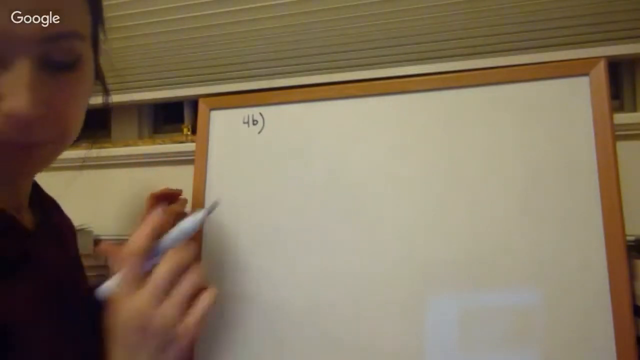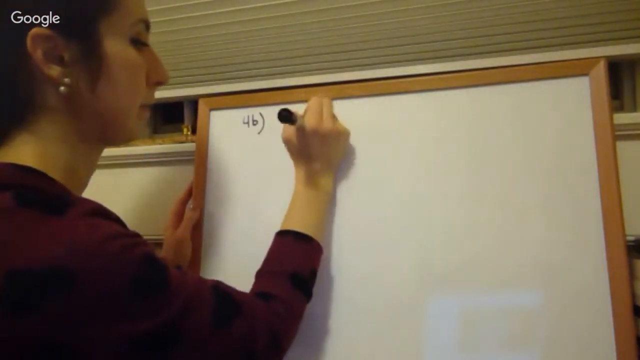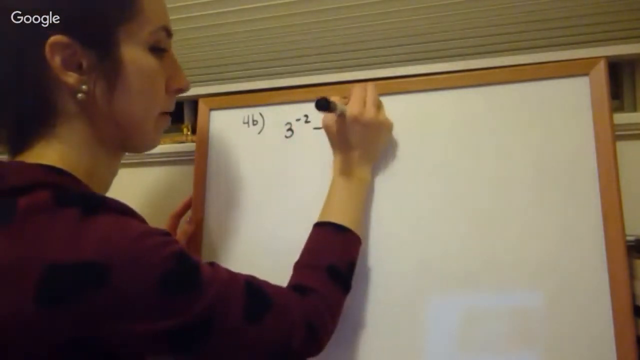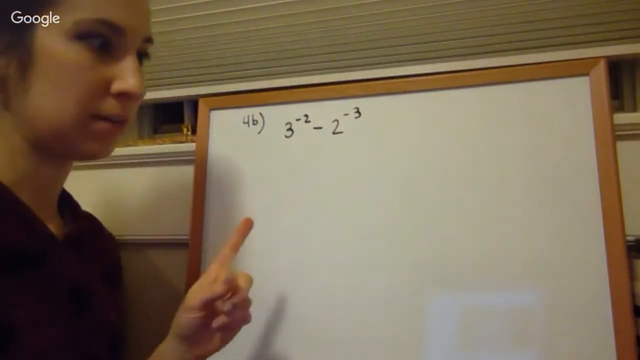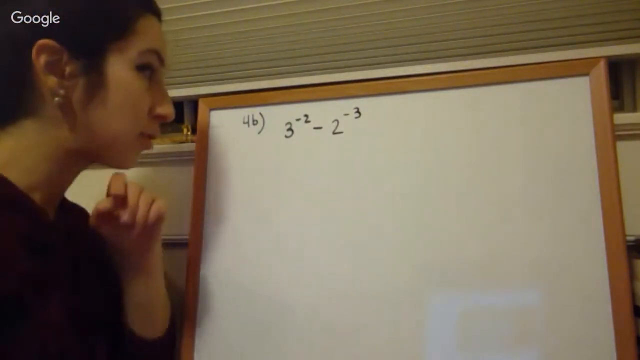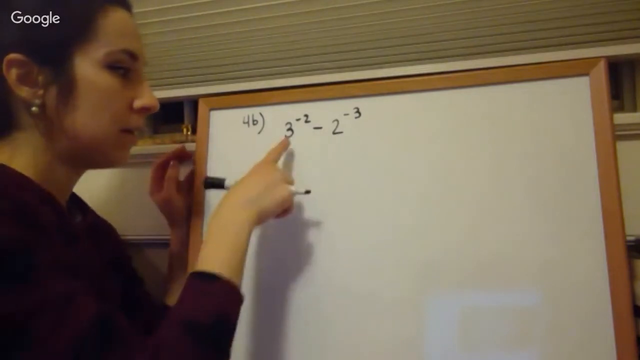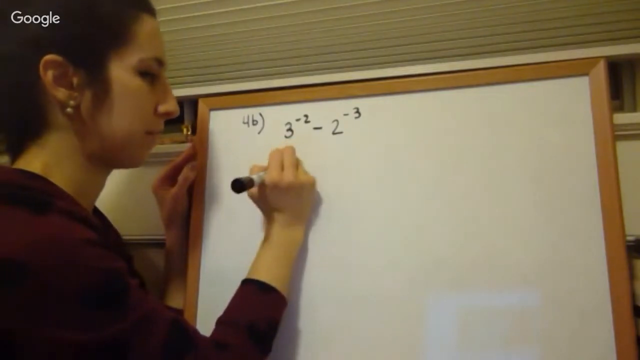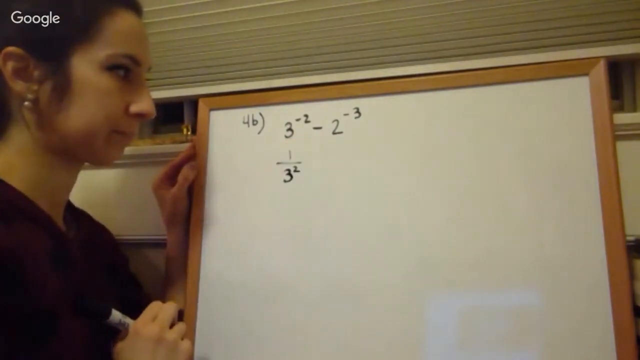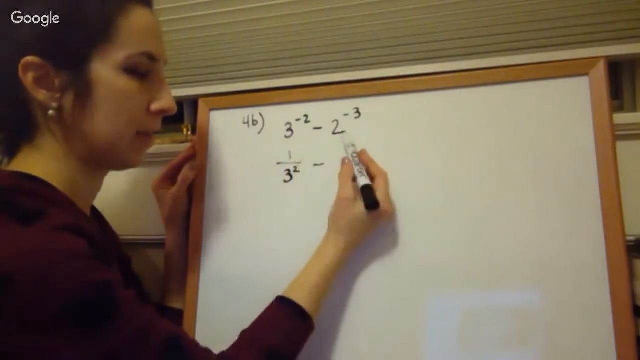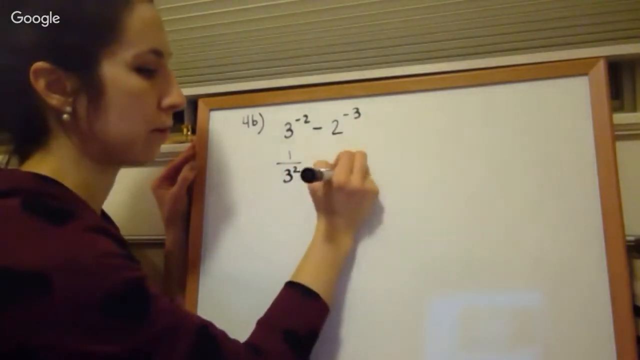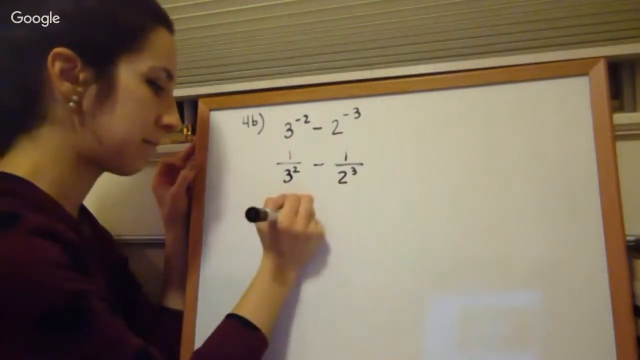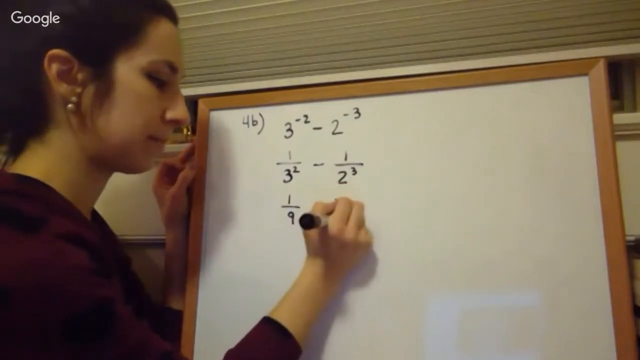We've got 3 to the -2nd minus 2 to the -3rd. All right. In 1 minute, I need to go get something to drink because I'm parched. But all right. This, okay, is going to be 1/3 squared minus this is going to be 1/2 cubed. 3 squared is 9, and 2 cubed is 8.